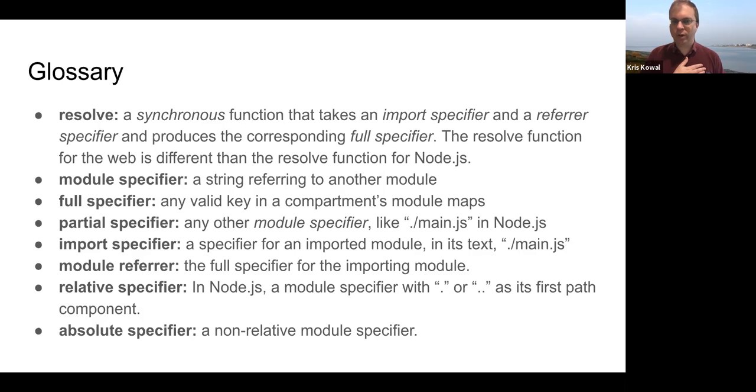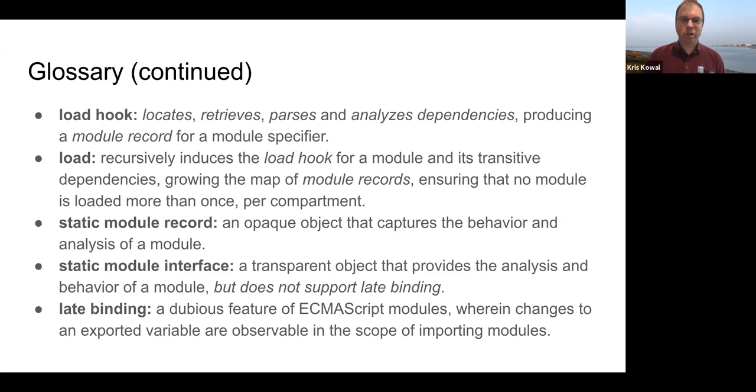But a relative specifier is simply a Node.js convention where, if the first path component is a dot or dot dot, and any of the other components may be dot or dot dot, that when resolved in a Node.js resolution, some of which get erased. And an absolute specifier is non-relative. And to be, go ahead.